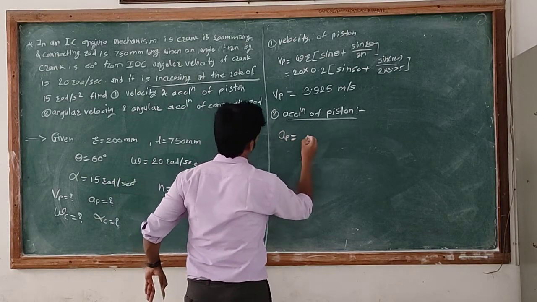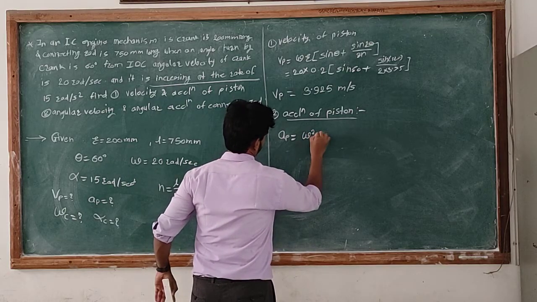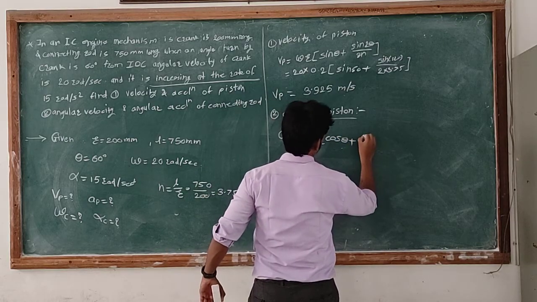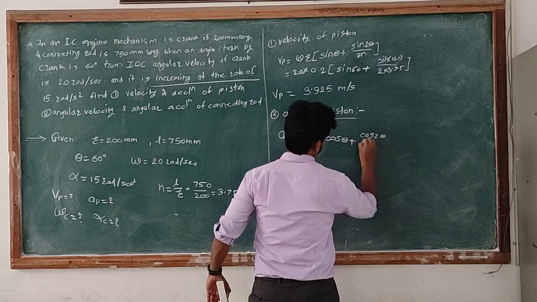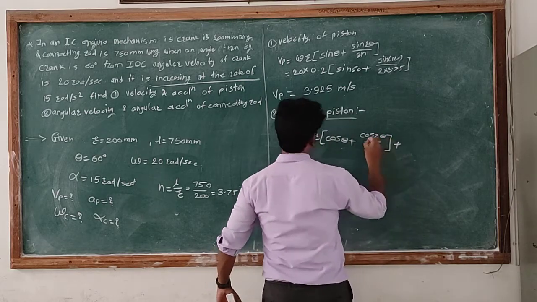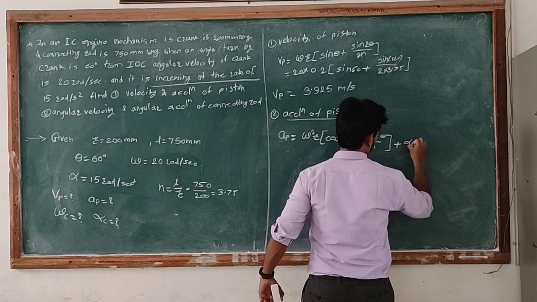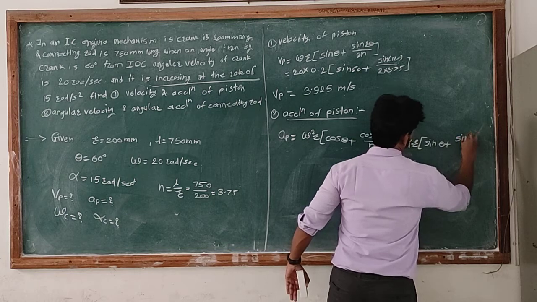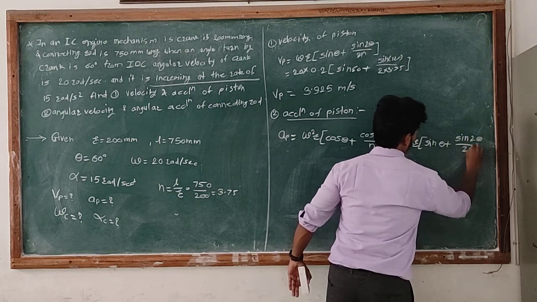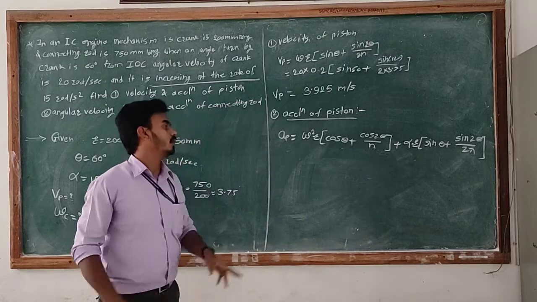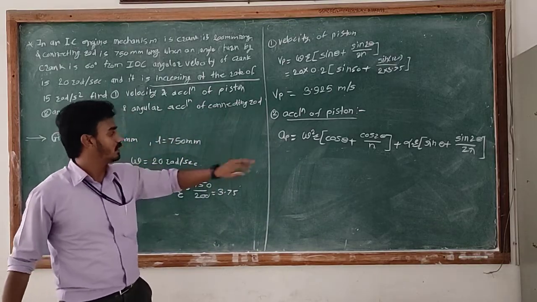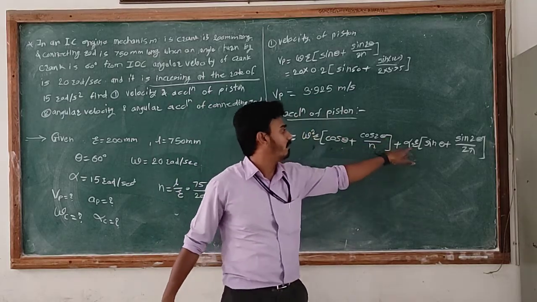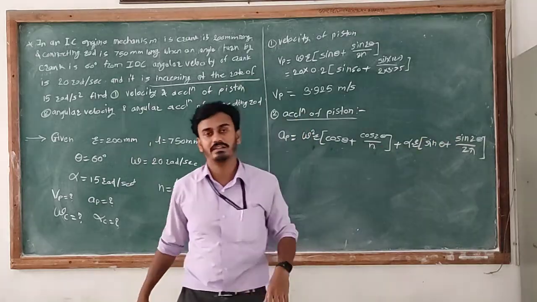Acceleration of the piston is equal to omega square r into cos of theta plus cos of 2 theta divided by n, plus r alpha into r into sin of theta plus sin of 2 theta divided by 2n. Okay, here we put the value, that is omega square r into cos of theta plus cos of 2 theta divided by n plus alpha into r into sin of theta plus sin of 2 theta divided by 2n.